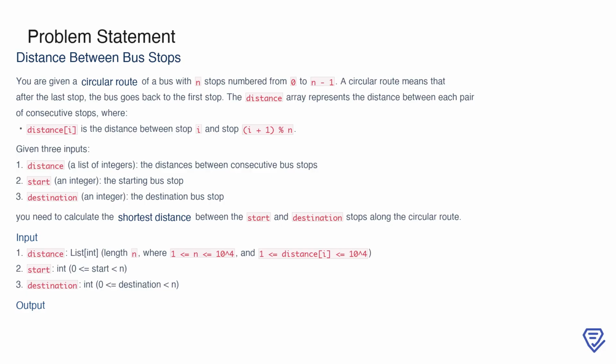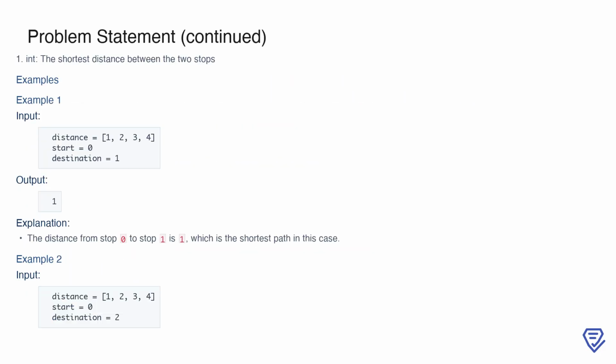Additionally, we are provided with three inputs: the distance array, a start stop, and a destination stop. The goal of the problem is to compute the shortest distance between the start and destination stops along this circular route. The output of the problem is a single integer representing the shortest distance between the two specified stops. Let's look at an example to clarify the input-output relationship.